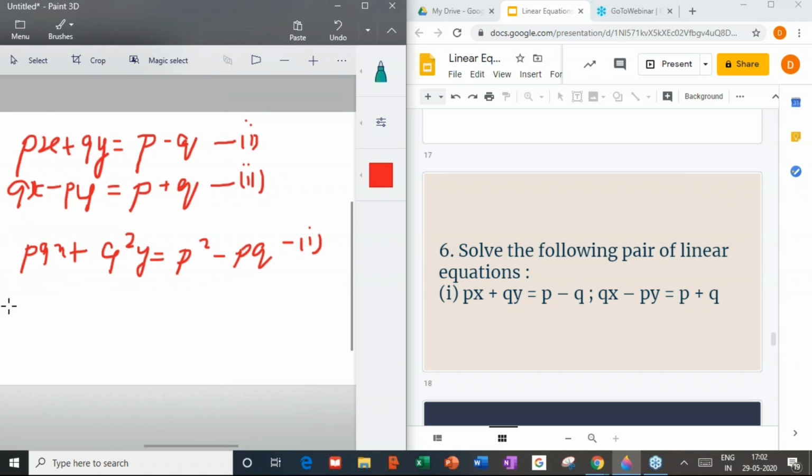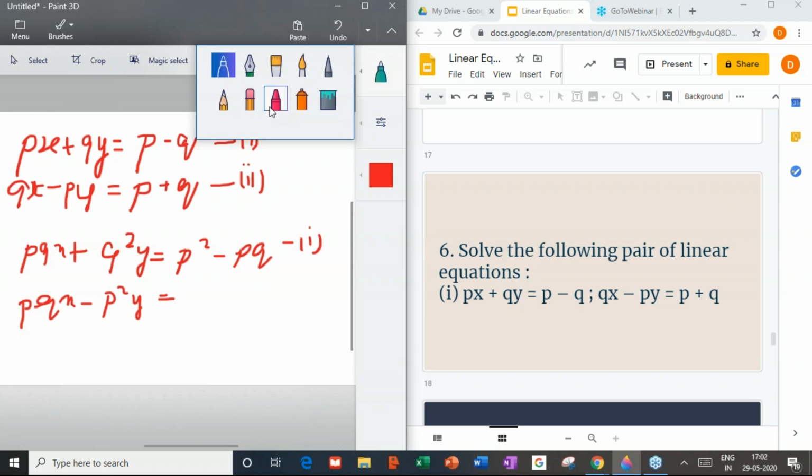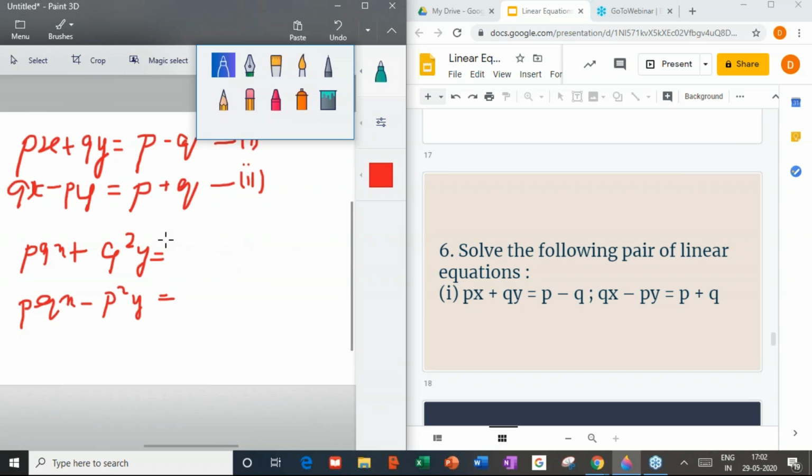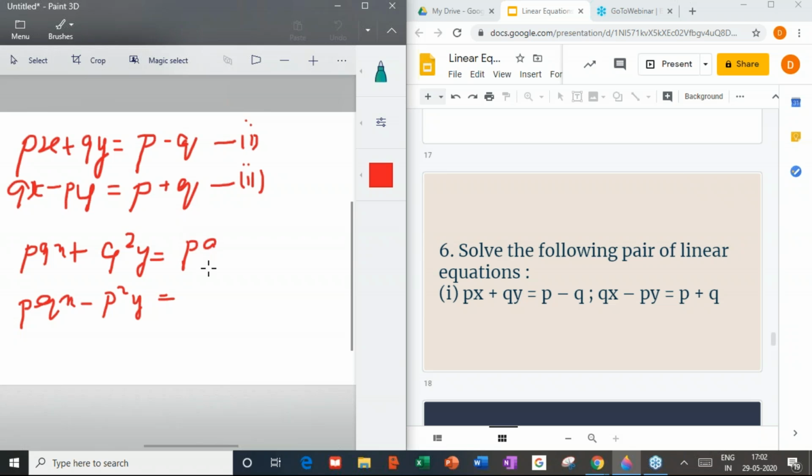Oh, I multiplied this with q, so I'm multiplying this with p. So it will be pqx minus p square y is equal to, wait, this will be, I multiplied it with q, right? So it will be pq minus q square. And this will be, I'm multiplying with p. So it will be p square plus pq.